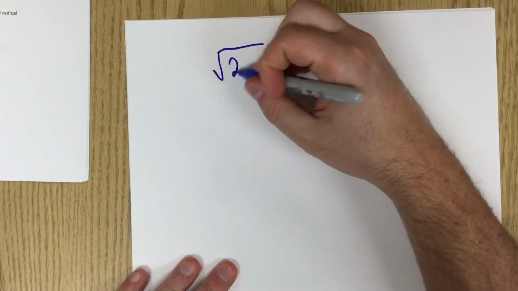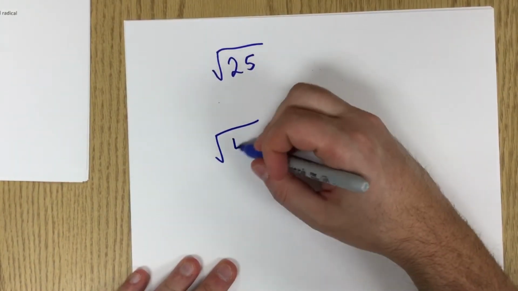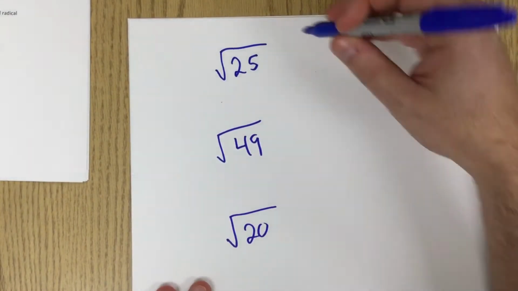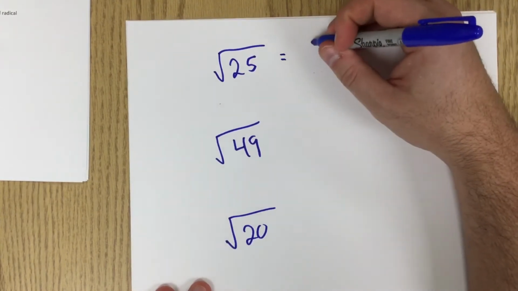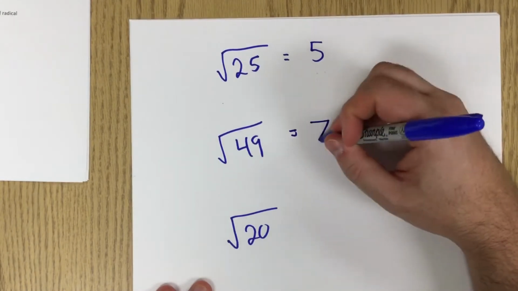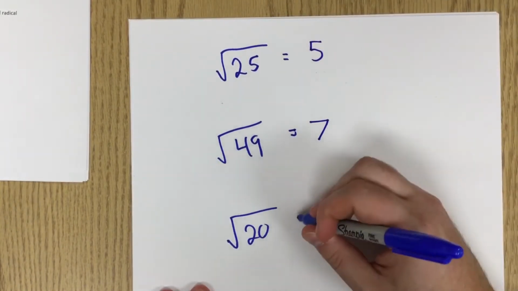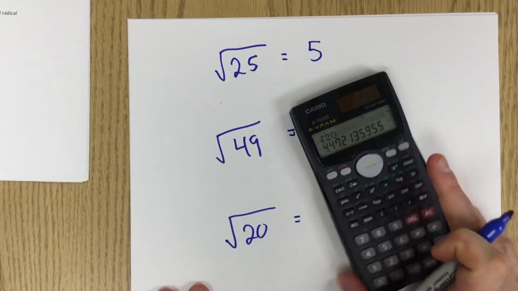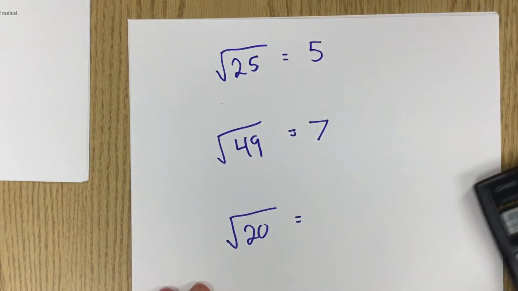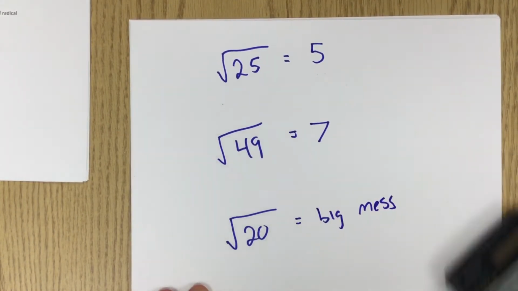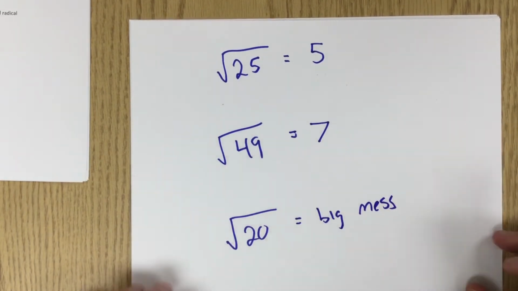So we have the square root of 25, the square root of 49, the square root of 20. The square root of 25 is 5, because 5 times 5 is 25. And the square root of 49 is 7, because 7 times 7 is 49. And the square root of 20, it's hard to do in my head, is 4.47213. Oh boy, it is a big mess. Right, it's about 4.5 or something.